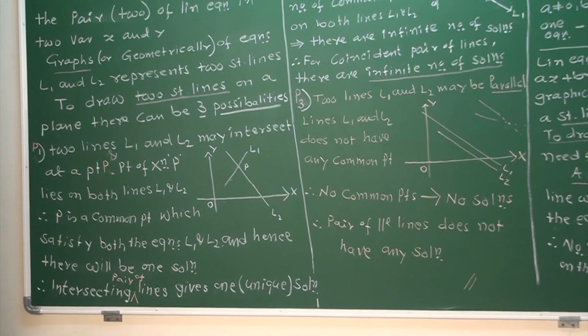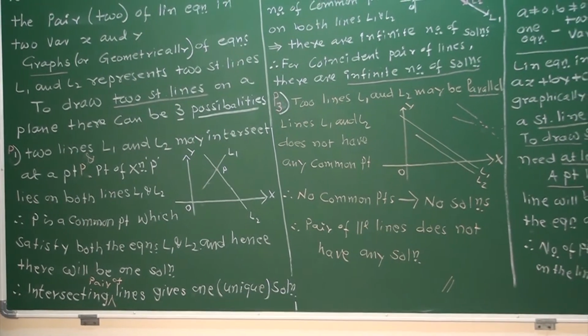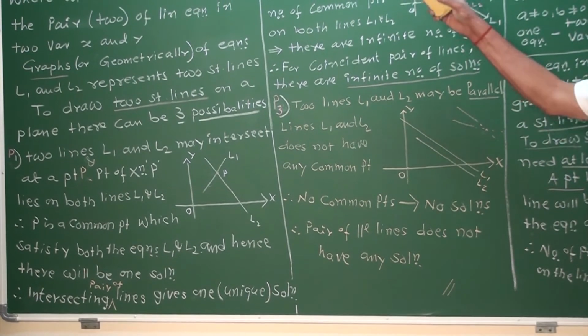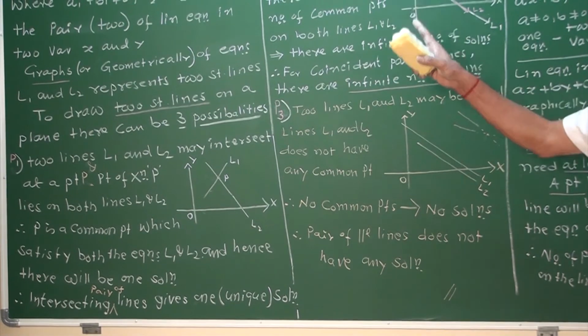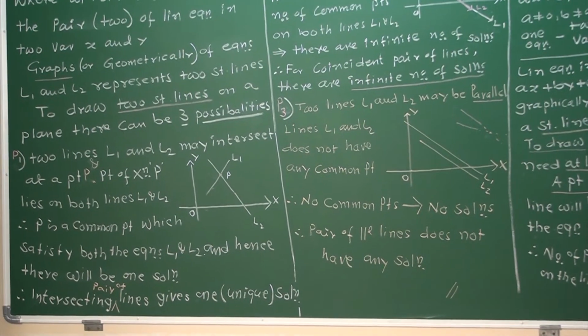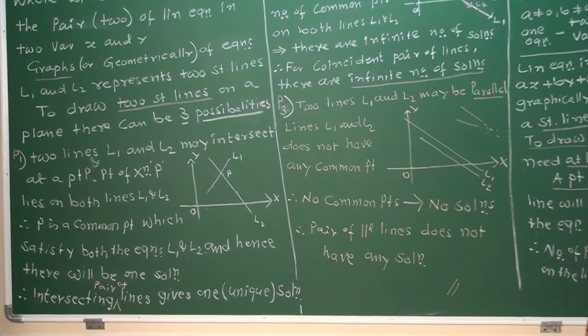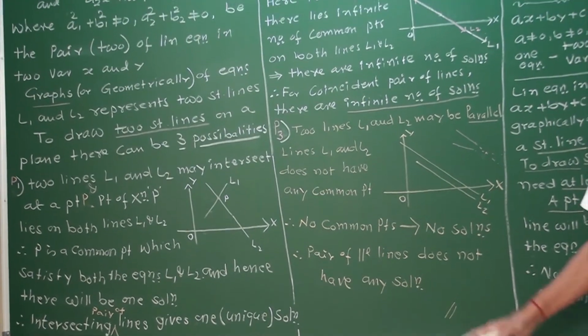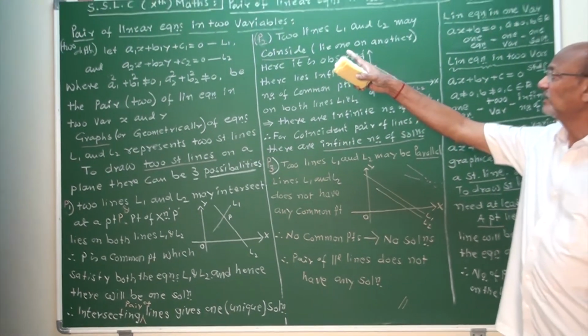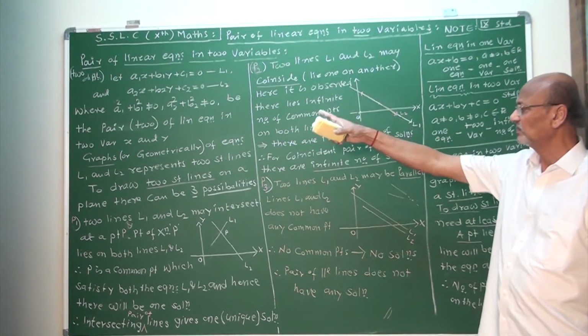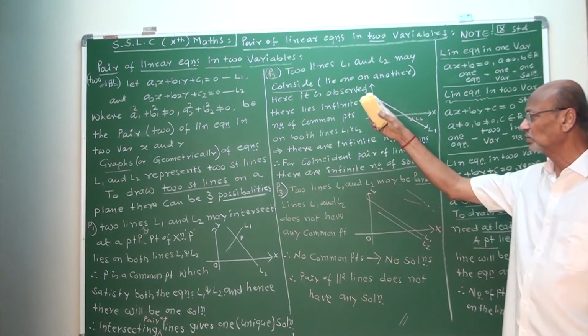Yes, my friends, hope you have copied what I've explained so far. P1, P2, P3 are the basics of the rest of the chapter, pair of linear equations in two variables. This plays a very, very important role.